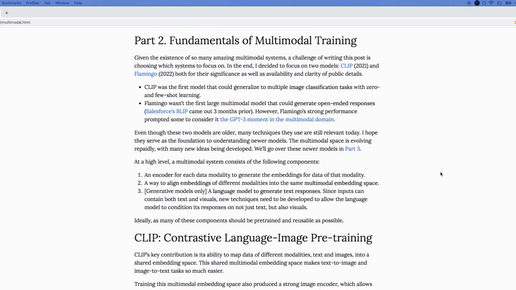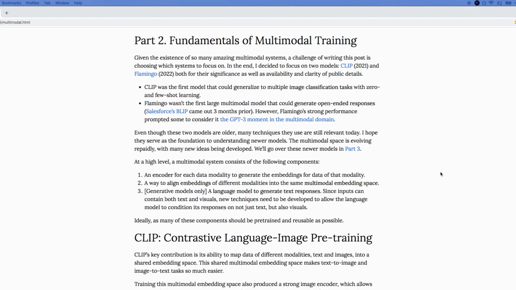Part 2. Fundamentals of multimodal training. Given the existence of so many amazing multimodal systems, a challenge of writing this post is choosing which systems to focus on. In the end, I decided to focus on two models, CLIP, 2021, and Flamingo, 2022, both for their significance as well as availability and clarity of public details.